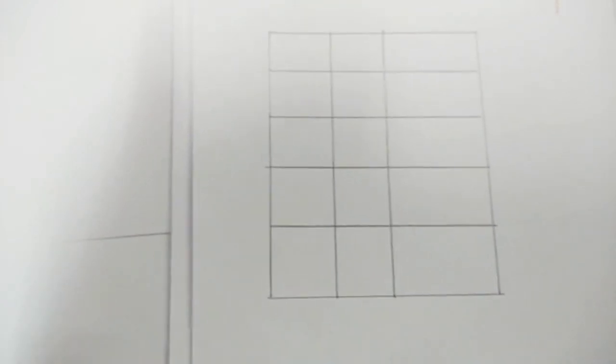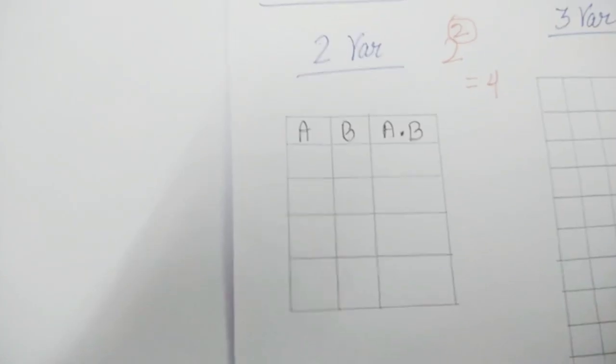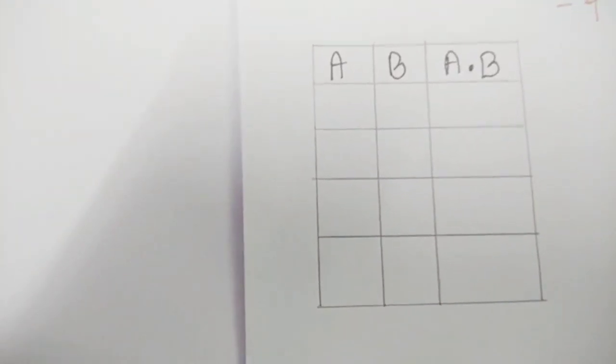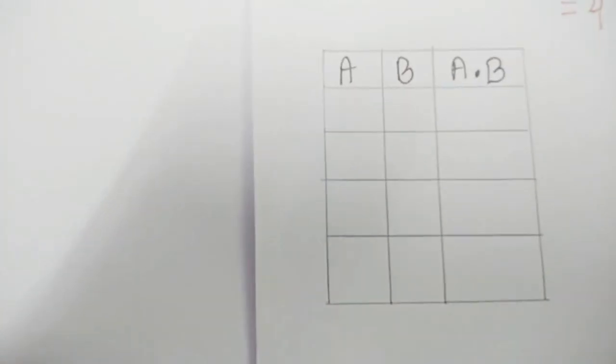Clear? So how many rows will you draw? You will draw a total of 4 rows. The first row will be the heading and then all 4 rows. So I am labeling it like this. I have labeled it as A. In the first row, the heading is given: A, the first input, B, the second input, and in the third column I have written A dot B, meaning the output. Which is the output? Output of AND gate. So how to draw the possible combinations? In the first row we write 0, 0, in the second row 0, 1, in the third row 1, 0, and in the next row 1, 1.